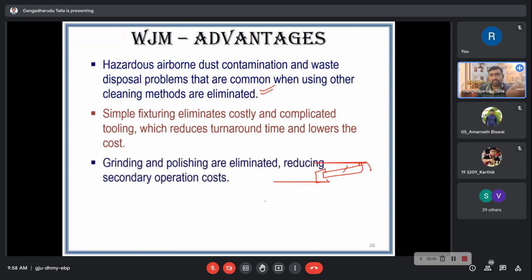Grinding and polishing are eliminated, reducing secondary operation cost. So the finish will be so good. It will be in the range of 120 micron only. So further grinding is particularly not required.